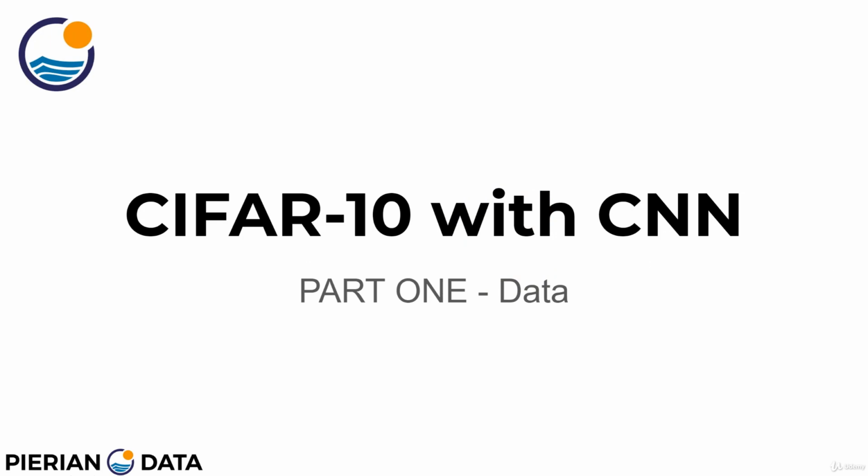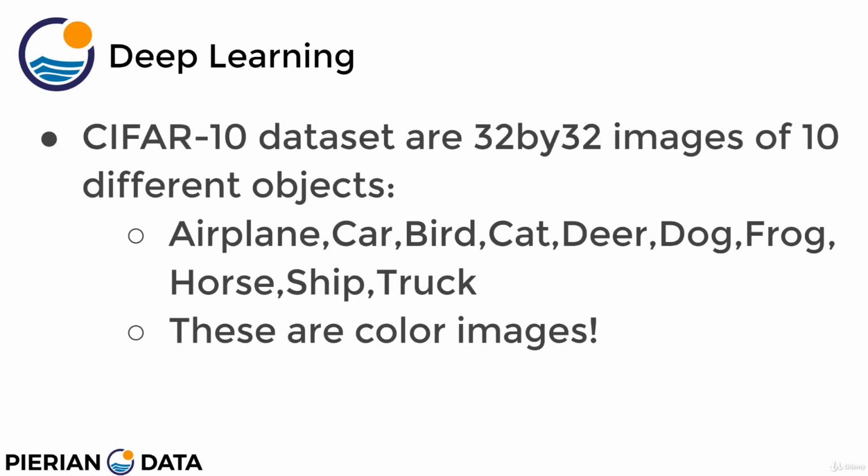Welcome back, everyone. In this series of lectures, we're going to learn how to deal with color data, and we'll do this with the CIFAR10 dataset. In part one, we'll focus on the actual data itself, as well as creating our model. The CIFAR10 dataset has slightly larger images than what we just dealt with. They're 32 by 32 images of 10 different objects.